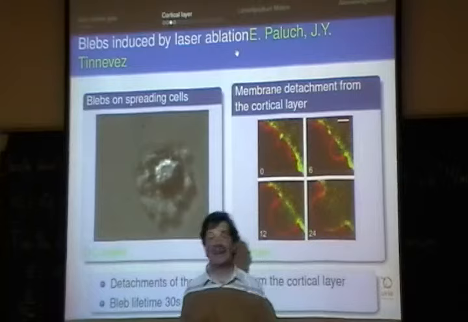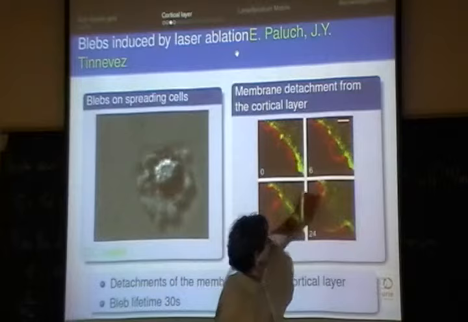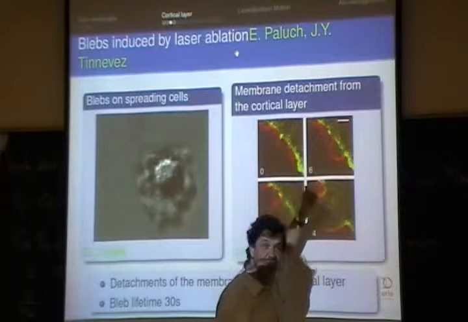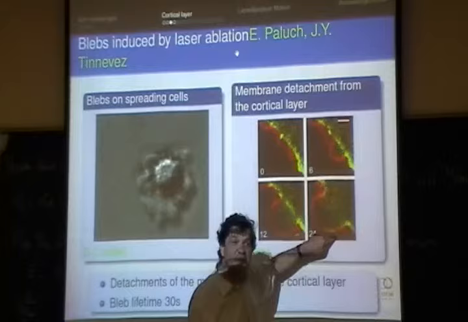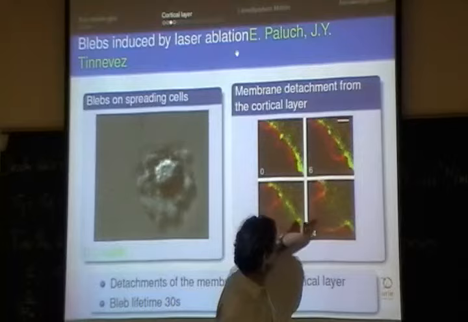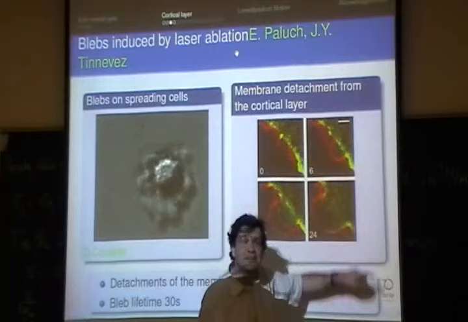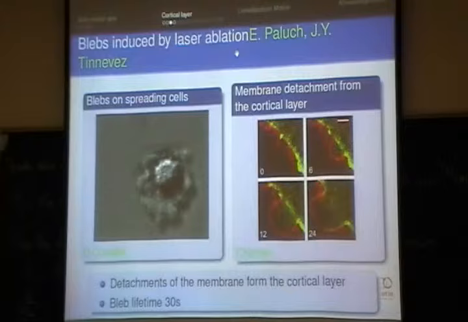Now, why do you make a bleb? Because in all of this region, the cell has a tension which is very large. It's a tension of the membrane plus the cortical layer. But in the bleb, there is only the membrane. So at the maximum size where the bleb goes in, you have equilibrium between the pressure here, which is just the Laplace pressure due to that, and the pressure inside the cell, which is the Laplace pressure due to the tension, cortical layer plus membrane.